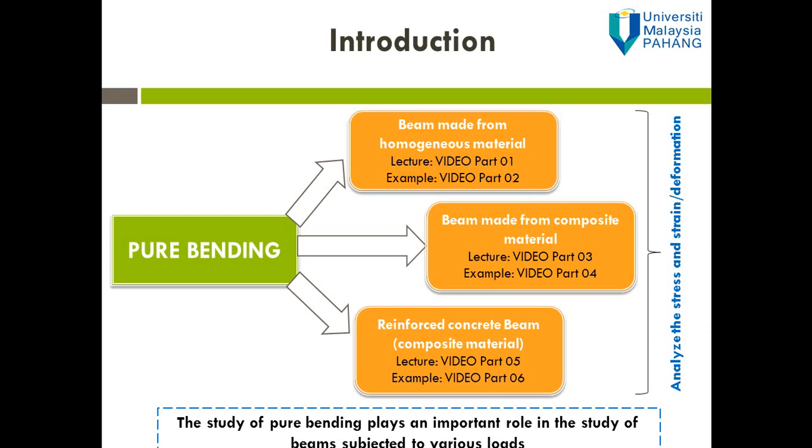In video of part 3, we will cover the analysis of stress and strain of the beam made from composite material. Okay, what is meant by composite material? Composite material means 2 or more materials. So we will analyze the beam that is made from 2 or more materials, or composite material. And then the concept that is explained in video 1 will be applied in video 3.